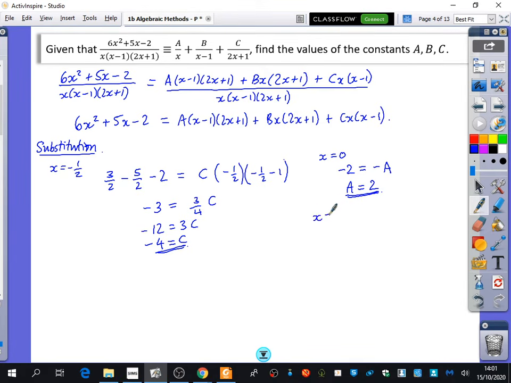And then the last one I should substitute in is the other one that you guys suggested, which is 1, which is also going to be really easy. So it's just going to be 6 plus 5 minus 2, which is 9. And then this is going to disappear, and this is going to disappear. So I've got b times 1 times 3, which is 3b. And so b is equal to 3.